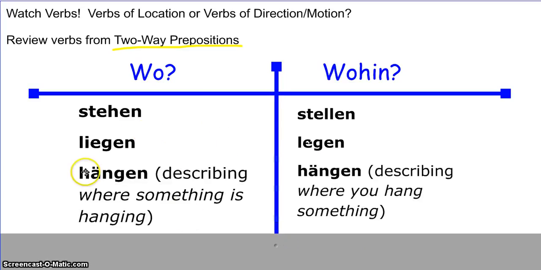When it comes to hängen, it's actually the same verb, just the different past participles. So this is if you are hanging something. Or sorry, I'm sorry. This is hanging wo, so that means something is hanging there, like the poster hangs on the wall. Hanging with the wohin is you are hanging the poster on the wall. So location, where something is, or direction or movement, you are hanging something. So stehen, stellen, liegen, legen, hängen, hängen.